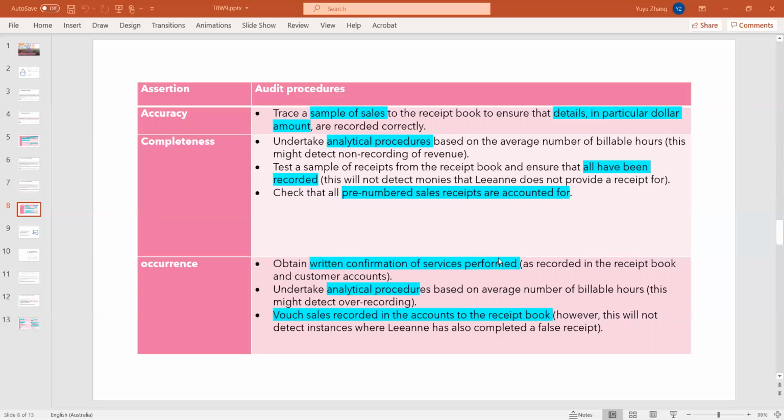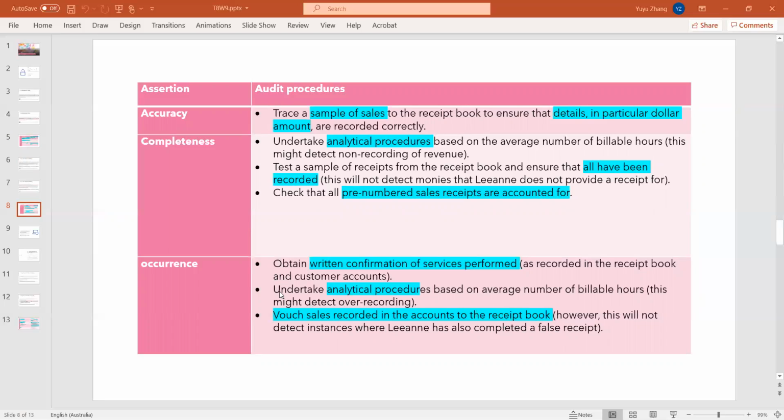In terms of the occurrence assertion, corresponding to the sample test of completeness, which is basically the tracing approach, for occurrence we use the vouching approach. So vouch the sales records to the receipts book to ensure every sales transaction in the receipts book has a genuine sales record, right?